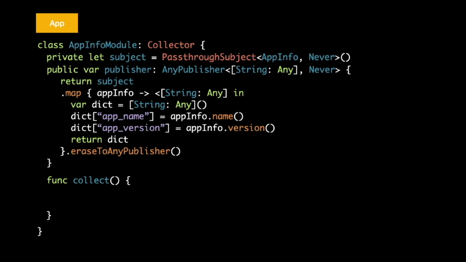So in the collect method, since we're using this pass-through subject, what we need to do is actually send that data on through. So using the internal app info model, we send that to the pass-through subject. Then we send the completion event. We send the completion event in the app info module because this type of data can't change. Whether someone uses your app and they're on the home screen or they complete a level, the app name and app version aren't going to change. So we can collect this data once and be done with it.